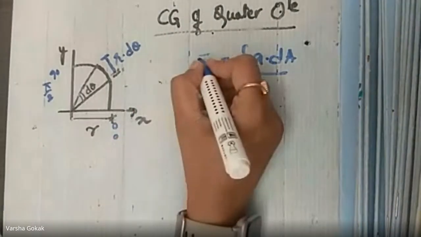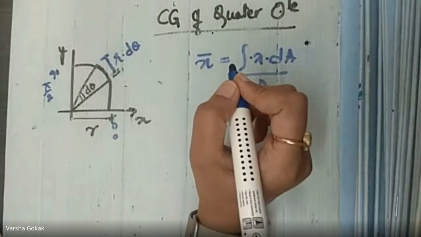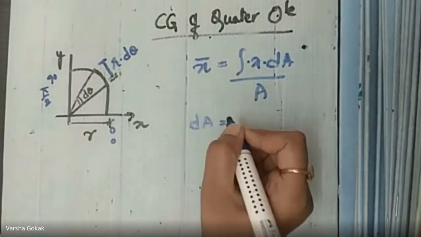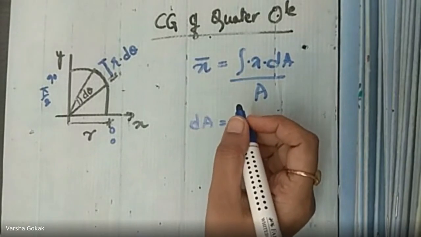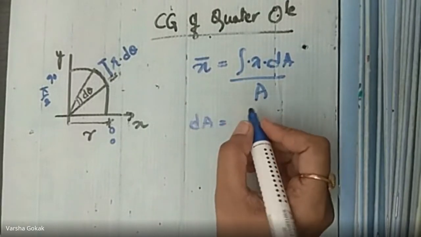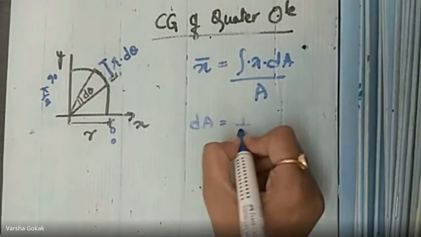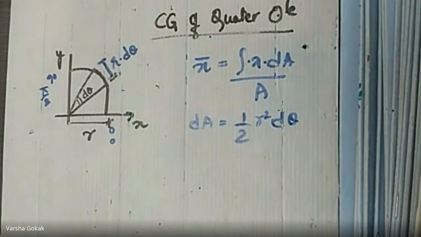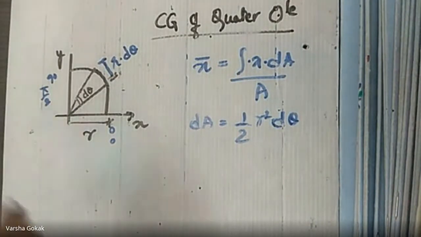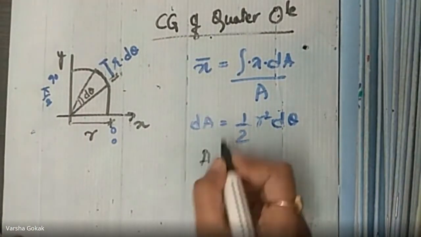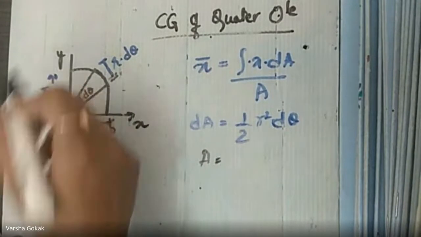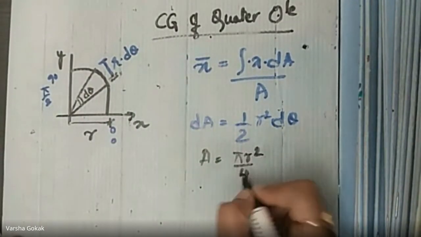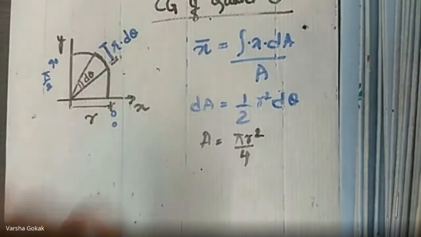Okay. We had started with the CG of the quarter circle. We got the value of dA, that is, the elemental area that we found out. The value of dA is half r square into d theta. Correct? Half r square into d theta. And after integrating dA with respect to theta from 0 to pi by 2, we got the value of area as pi r square by 4, which is right also. That is 1/4 of the circle.